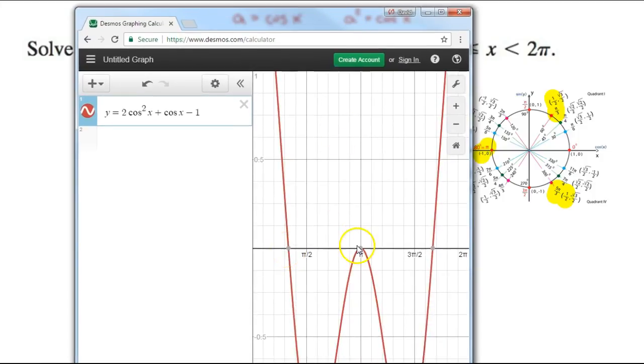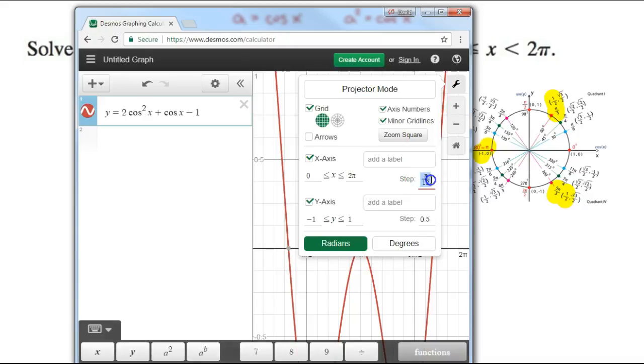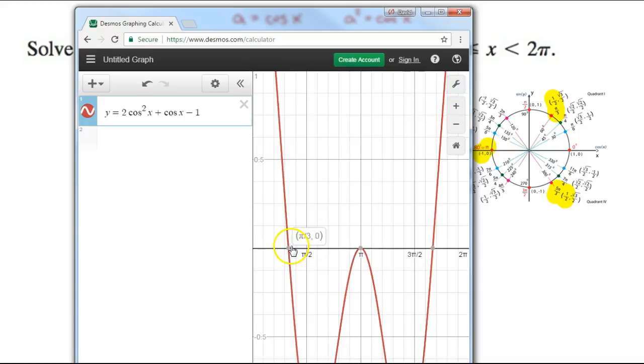Pi over 3, pi, 5 pi over 3. So there's my 3 solutions. I can see them on here. Desmos does a really good job of showing you these things. And I've got my setting, still got this pi over 12. I can make it like pi over 6, a more standard trigonometric step size, and it'll still show me those same values: pi over 3, pi, 5 pi over 3.